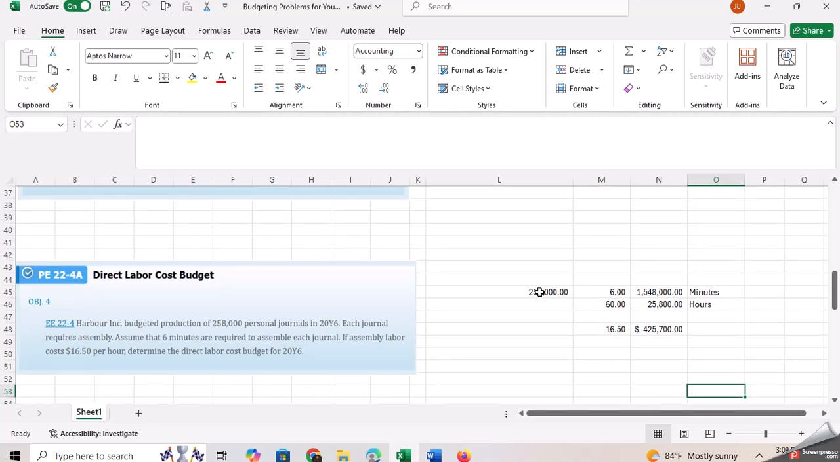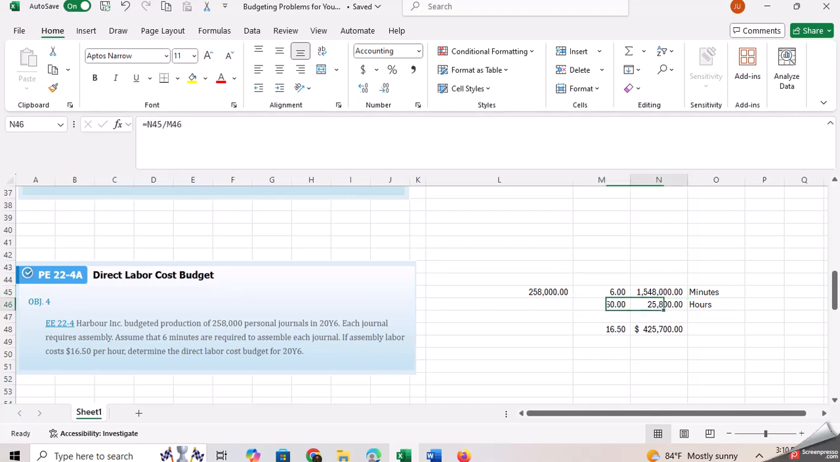Then what about our labor? So again, same thing. We still want to make the 258,000 units of journals. It takes 6 minutes to make a journal. So if we take the number of journals we need to make times our 6 minutes, that'll give us 1,548,000 minutes.